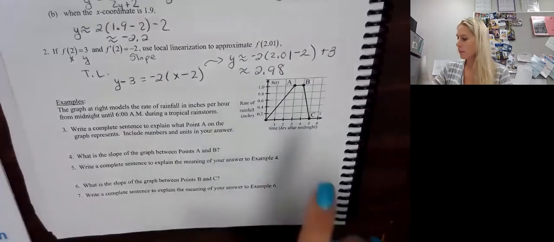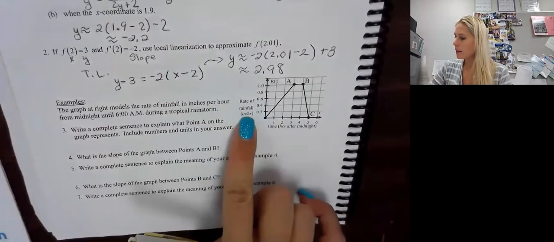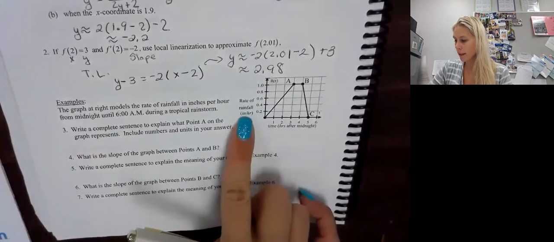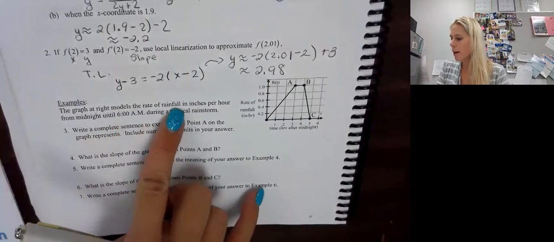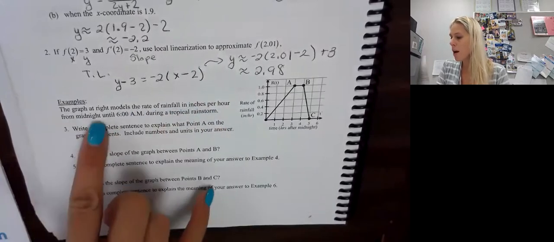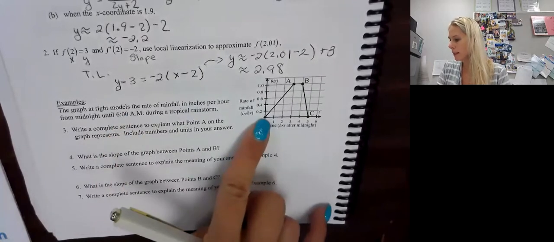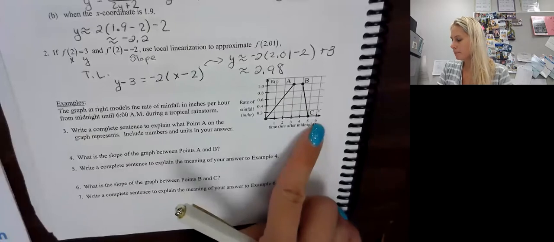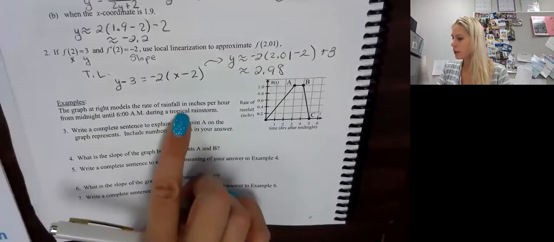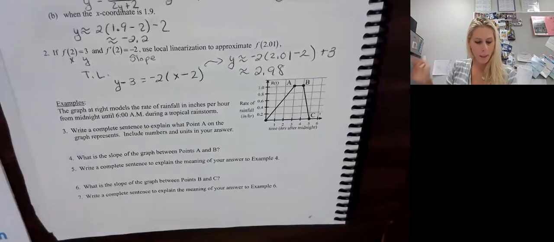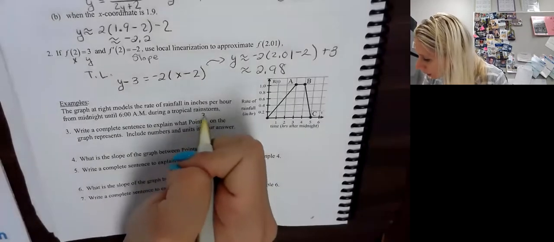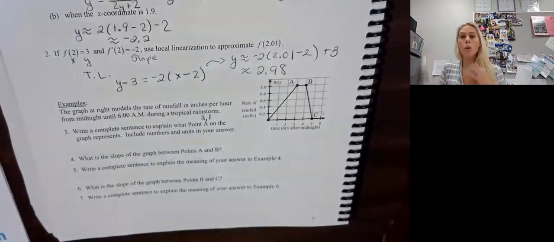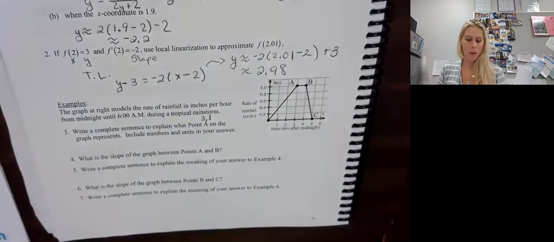Now, one thing I want you to keep in mind is that this is a slope, rate of rainfall. Okay, this is time. So the graph at the right models the rate of rainfall in inches per hour from midnight to 6 a.m. So midnight is 0, 6 a.m. is 6, during a tropical rainstorm. Write a complete sentence to explain the point A. The point A, of course, is at (3, 1) on the graph. So we're including our units and explanation. This is a good thing for practicing those sentences.